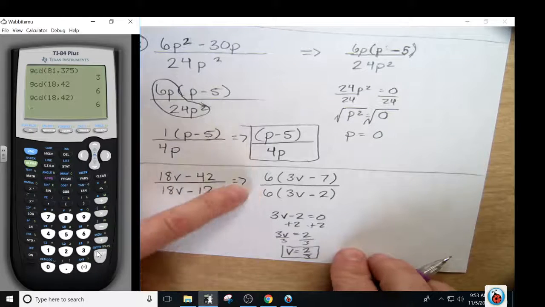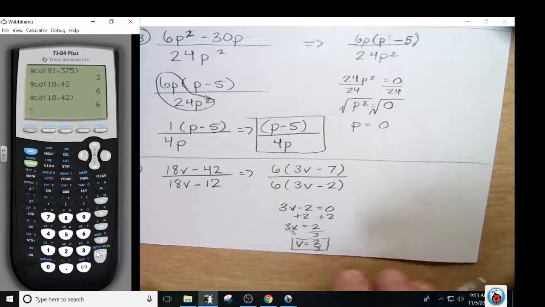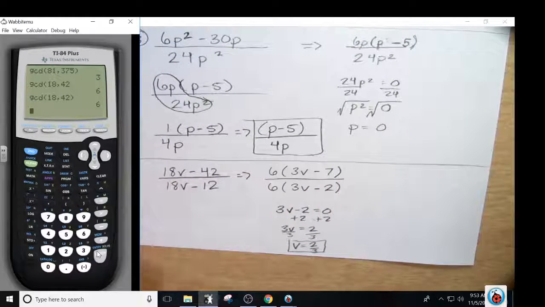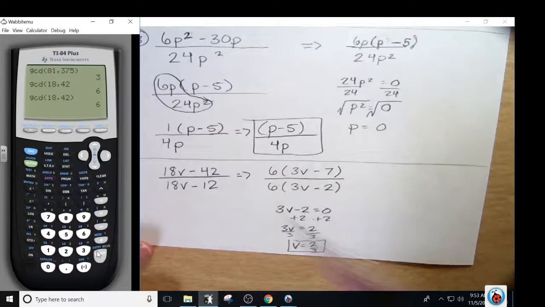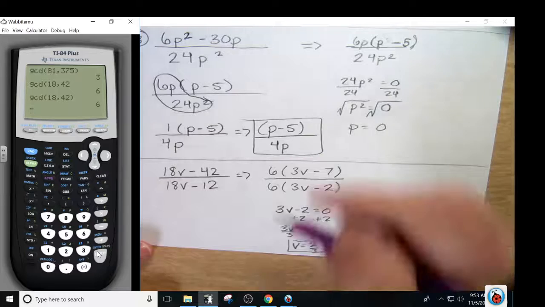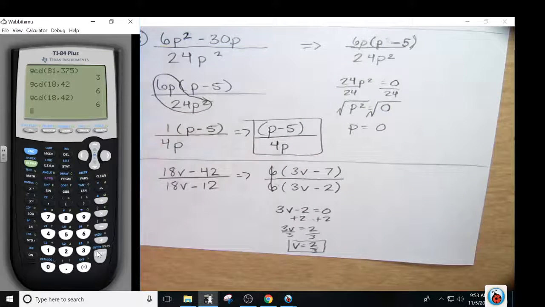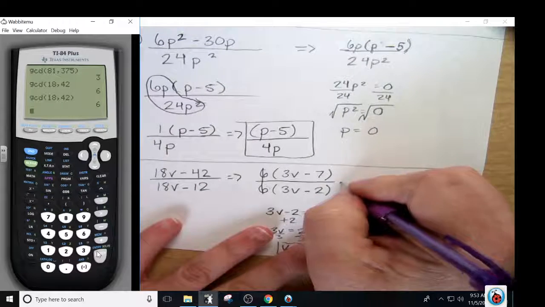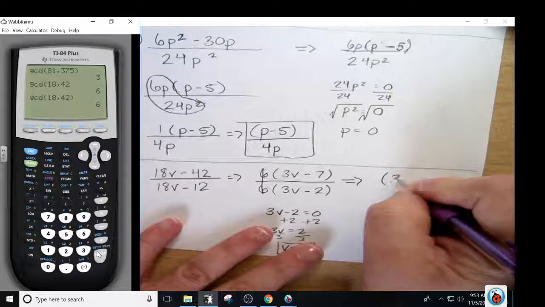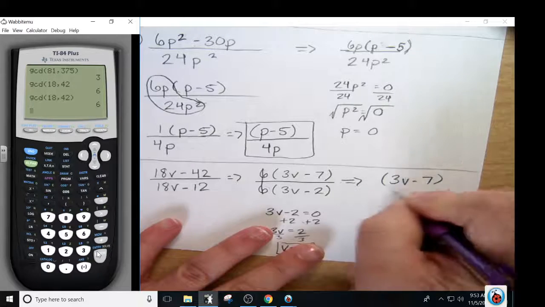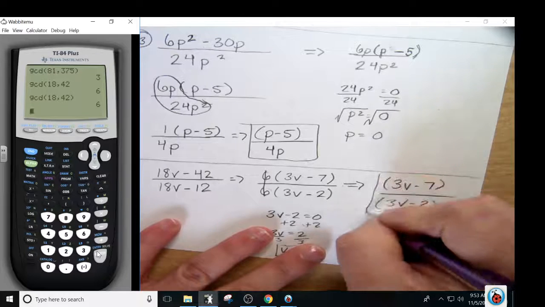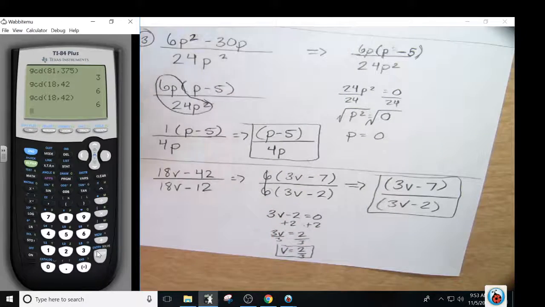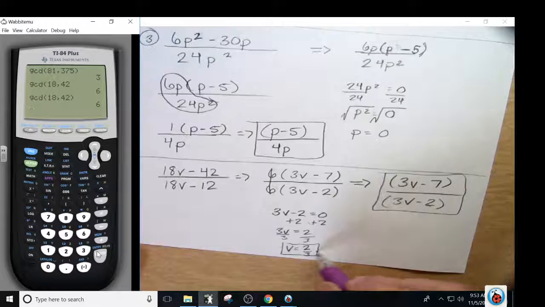Now, can I simplify anything else up here? The only thing I can do, guys, is 6 divided by 6 is 1. Anything over itself is 1, and 1 times anything is itself. So your final answer here would be 3v minus 7 over 3v minus 2. And you'd actually have 2 answers for that. That is its simplified form. That is its excluded value.